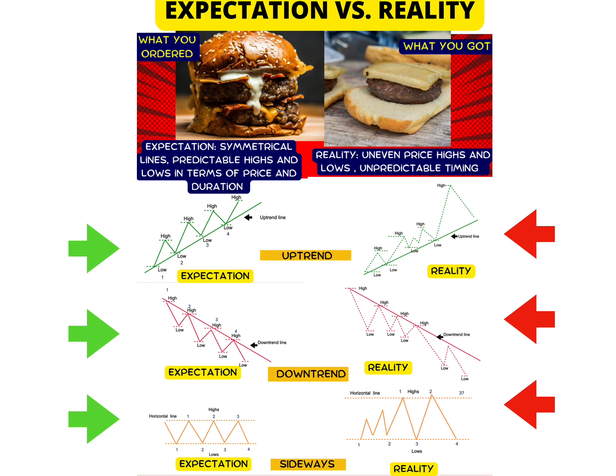So our previous illustration shows us symmetrical lines and predictable highs and lows in terms of price and duration. So this is our expectation. But in reality, we are faced with uneven price highs and lows and unpredictable timing. So this is a case of expectation versus reality. What you ordered versus what you got.